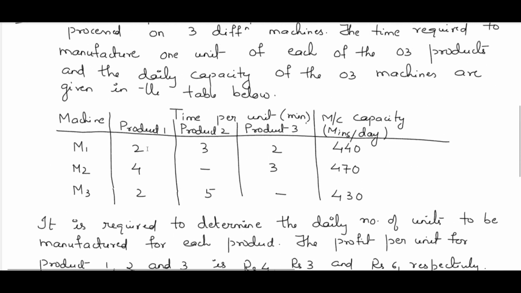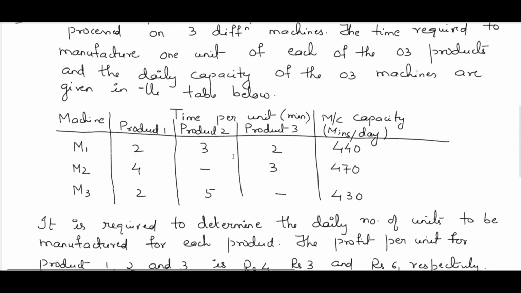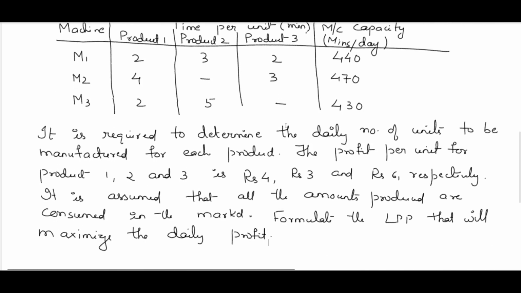How many quantities of product one are produced? How many quantities of product two are produced? How many quantities of product three are produced? We don't know. We have to determine that. Suppose the quantities of product one manufactured be x1, the number of products manufactured of product two will be x2, and x3 for product three. So we have to assume, like in our linear equation. Not assume, we have to let's say assume.